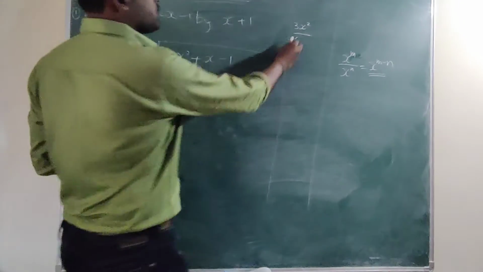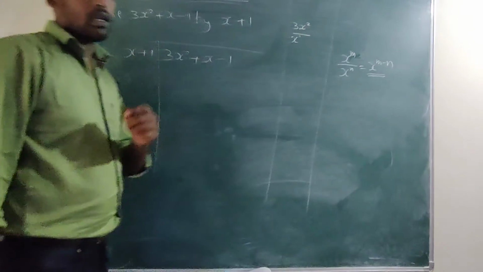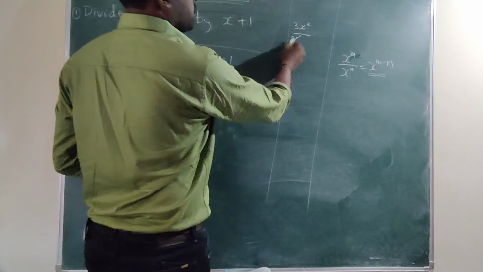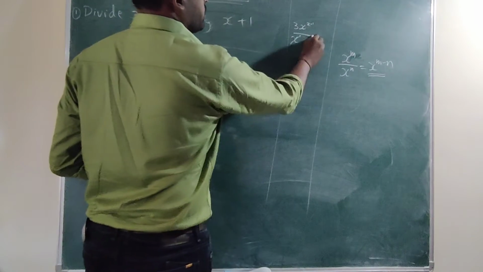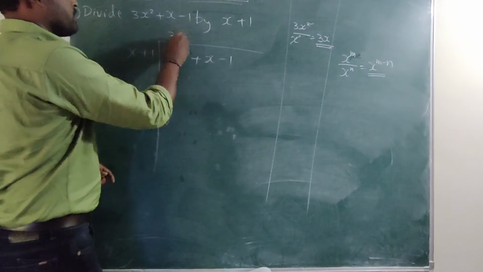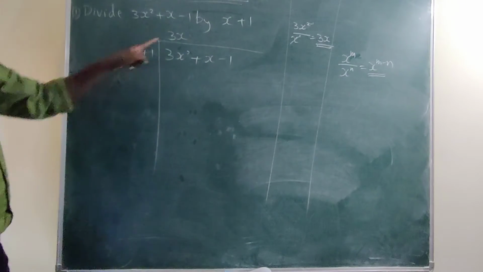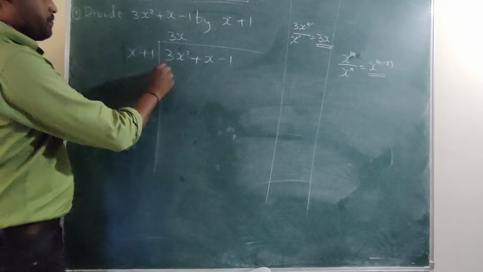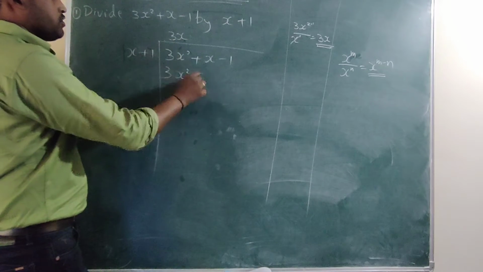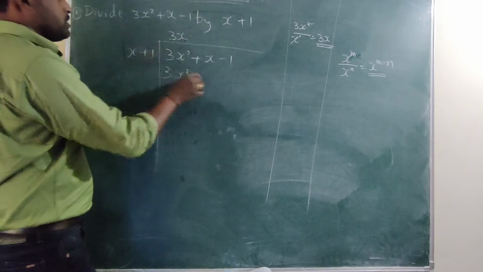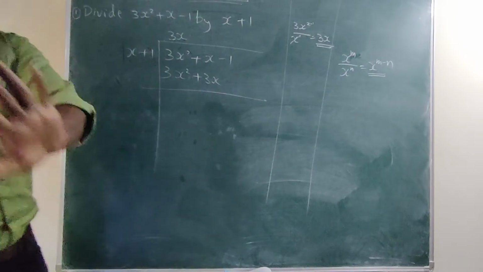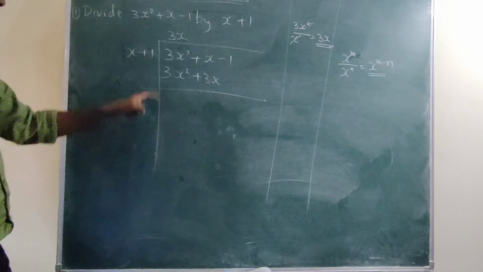Therefore, here there is no power, which means x to the power 1. Please write it here: 3x. 3 ones are 3. x into x, x square, plus into plus, plus 3x into 1 means 3x. Next step, we have to subtract. That is the second step.